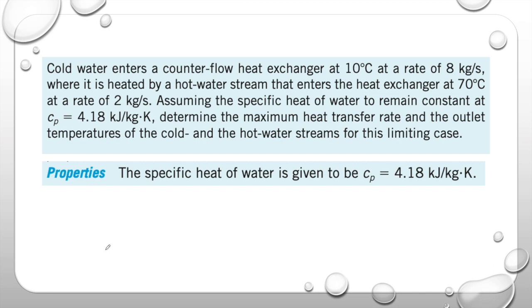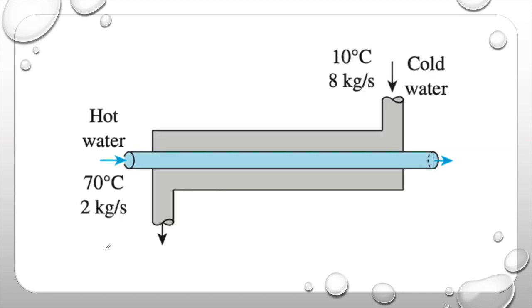So from here we can find the properties of the specific heat of water, and in this question we have already been given the specific heat of water, which is Cp equal to 4.18 kJ per kilogram dot Kelvin. So now what we are going to find is the maximum heat transfer rate. This is the figure of this question. We have hot water at 70 degrees Celsius with a flow rate of 2 kg per second, and cold water at 10 degrees Celsius with 8 kg per second.